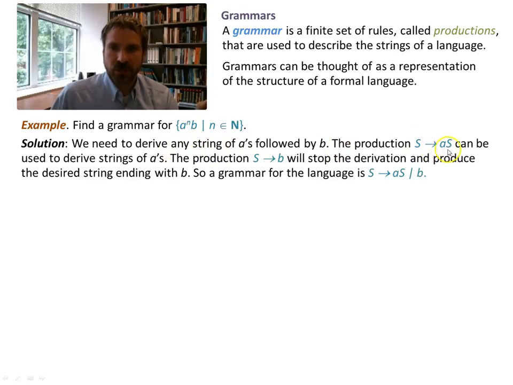The production S to AS can be used to derive a string of A's. So this is a useful thing to know. If I want to get any number of A's I want, understand that this grammar rule is going to provide that for you. S to B will stop it and produce the string ending with B. So here it is. It's important to be able to go both directions.